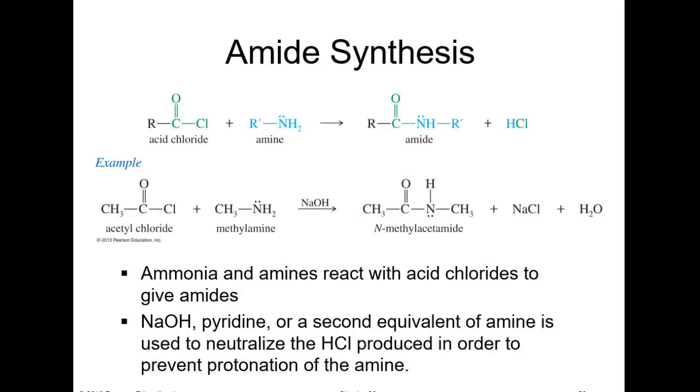So that's pretty much it for the chapter. We're going to learn a lot more about these types of reactions next chapter. We'll go through all of the different derivatives and the types of compounds that you can form.